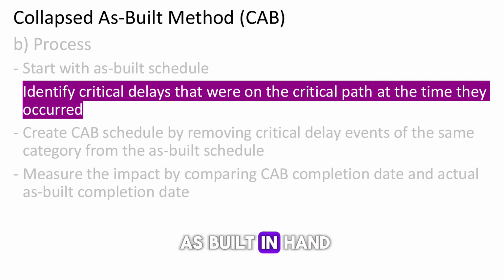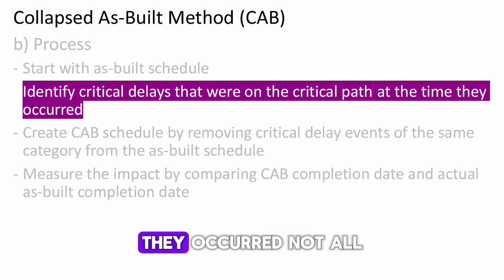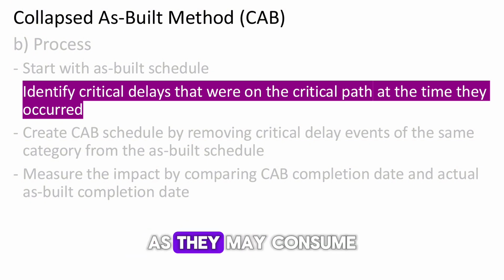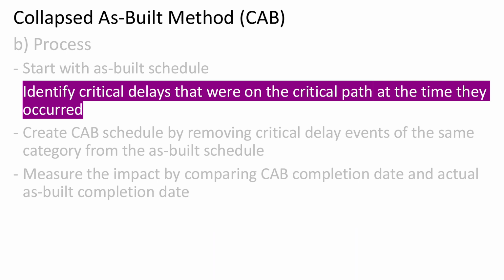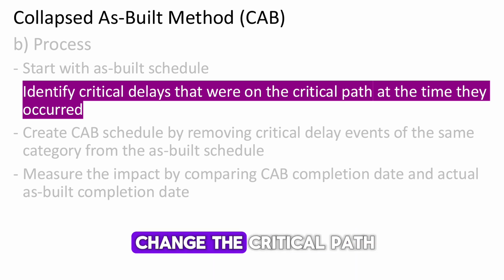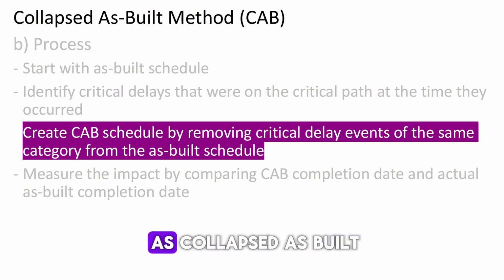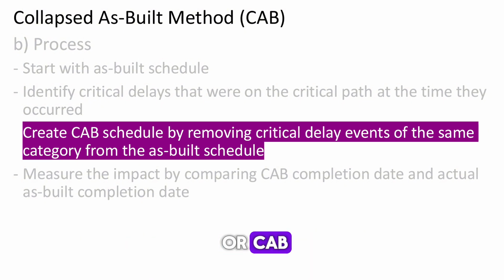Once we have the as-built in hand, the next step is to identify which delay events were critical at the time they occurred. Not all delays impact the overall project duration, as they may consume float time available, so our focus here is on those that change the critical path. After identifying these critical delays, we create what's known as collapsed as-built, or CAB.